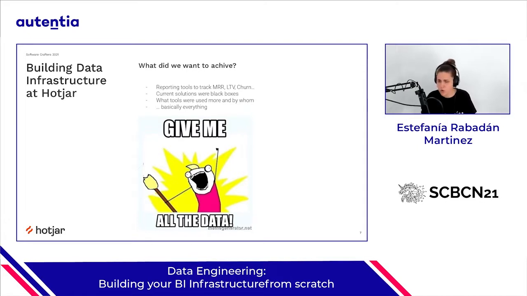The other thing they wanted to know about is how the product was used. Hotjar, for example, since we're using this example, has heat maps, recordings, feedback, a lot of different tools that our customers can use. And obviously, it was important to know which type of customer was using what, how often, and basically everything. Basically, they wanted all the data. They wanted to know everything, which was a lot.